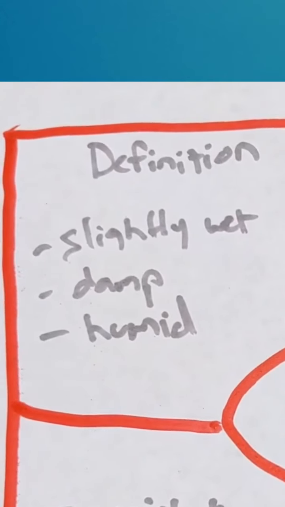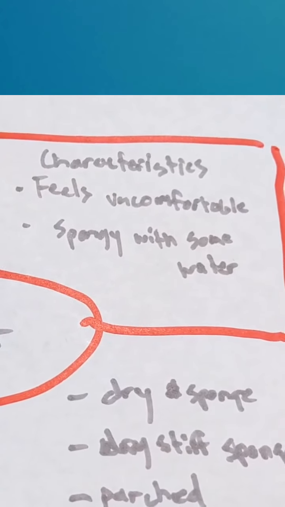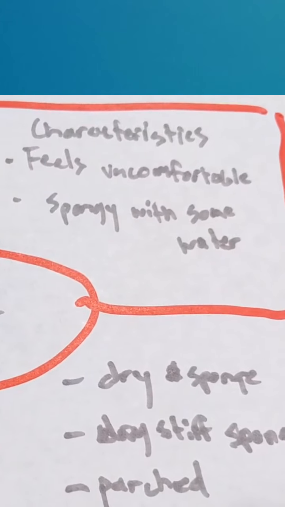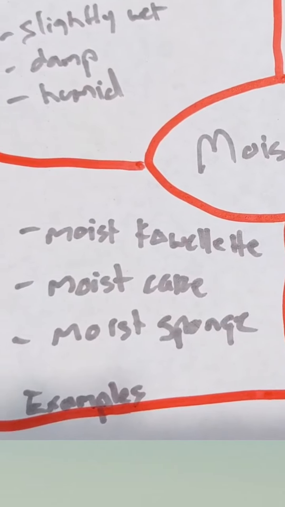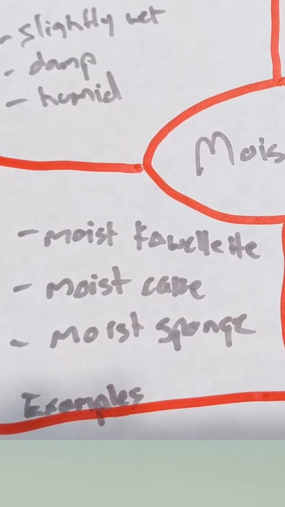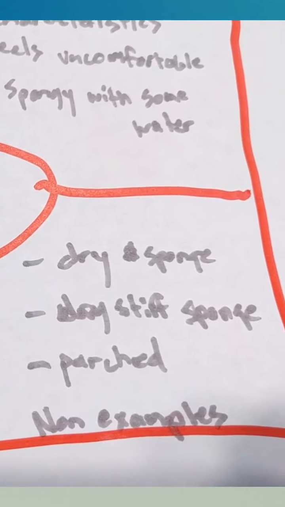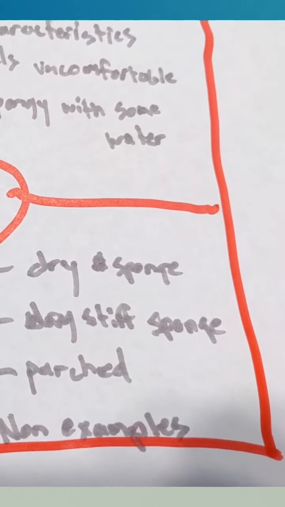It could be slightly wet, damp, humid, or the characteristics. Feels uncomfortable, likely when someone says it, or spongy with some water. You also have the examples, which would be like a moist towelette, moist cake, or a moist sponge, or non-examples, a dry sponge, stiff sponge, or being parched when your mouth is not moist.